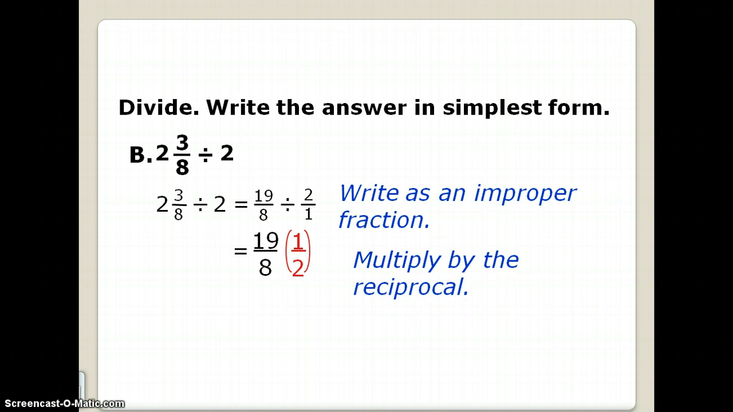Multiply the numerator times numerator, denominator times denominator. 19 times 1 is 19, 8 times 2 is 16. We can leave it as an improper fraction, we could make it a mixed number, or we could make it a decimal. 1 3/16 would be the mixed number. Again, I'm okay with leaving them as improper fractions.